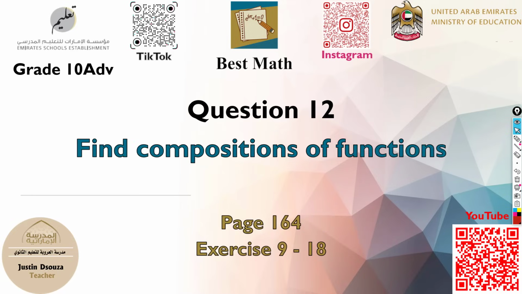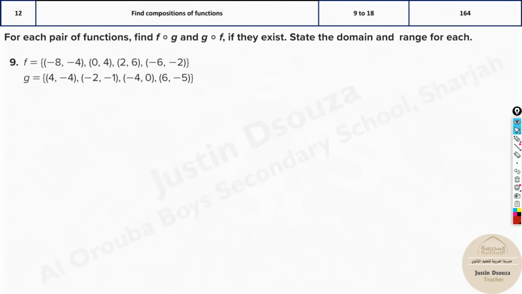Question 12 is on composition of functions. Here we have been given f and g, the x, y coordinate points are given, and we need to find f composed g and g composed f. Now we need to state the domain and range of each. There are different methods to do it, but I'll tell you the table method, which I generally prefer.